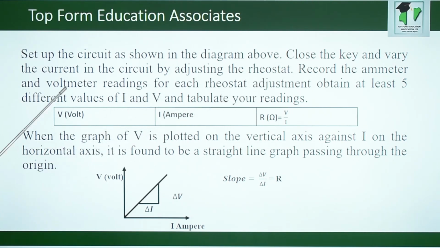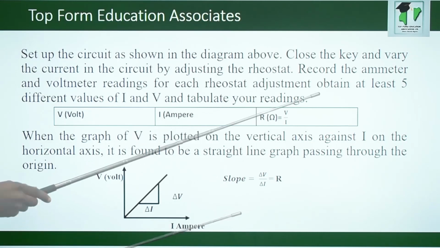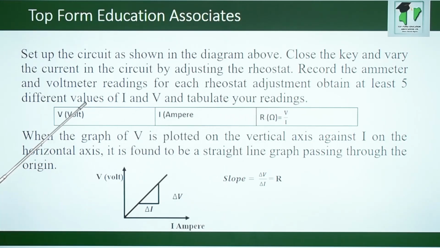Record the ammeter and voltmeter readings for each rheostat adjustment. Obtain at least 5 different values of I and V and tabulate your readings. You obtain at least 5 different values of I, that is the current, and V, the potential difference, and tabulate your readings.